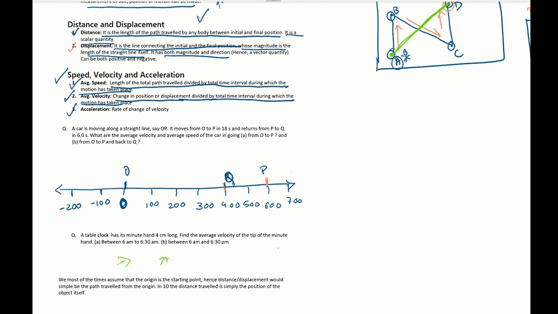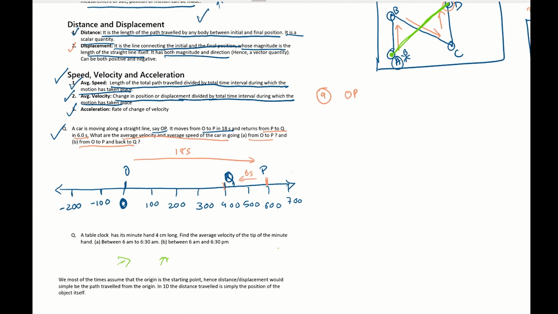All right, so let us look at a quick example. A car is moving along a straight line, say OP. It moves from O to P in 18 seconds, and returns from P to Q in 6 seconds. What are the average velocity and speed of the car in going from O to P? So the first case is O to P, and the second part is from O to P and back to Q.